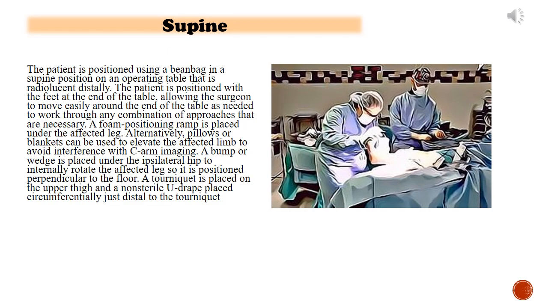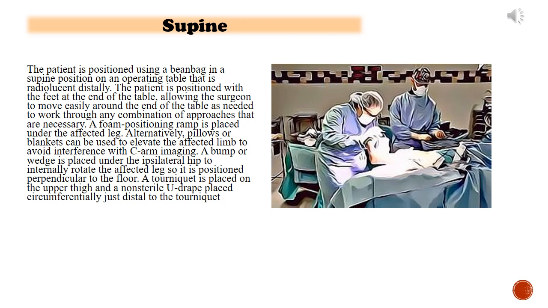Patient positioning. The patient is positioned using a beanbag in a supine position on an operating table that is radiolucent distally. The patient is positioned with the feet at the end of the table, allowing the surgeon to move easily around the end of the table as needed to work through any combination of approaches that are necessary. A foam positioning ramp is placed under the affected leg. Alternatively, pillows or blankets can be used to elevate the affected limb to avoid interference with C-arm imaging.